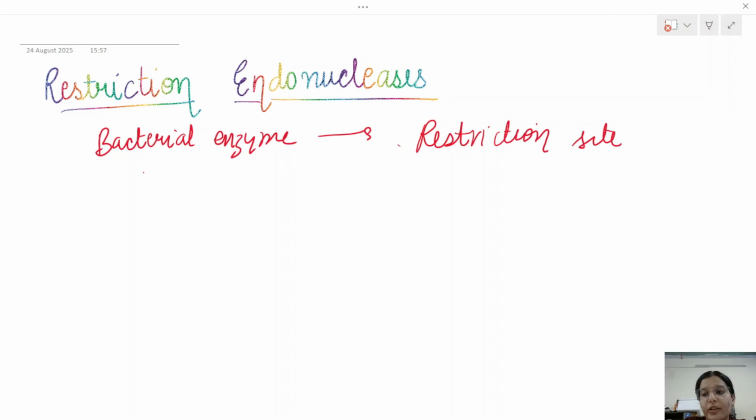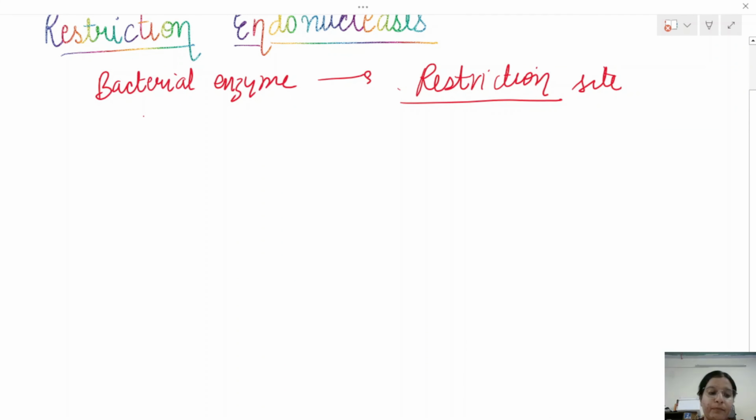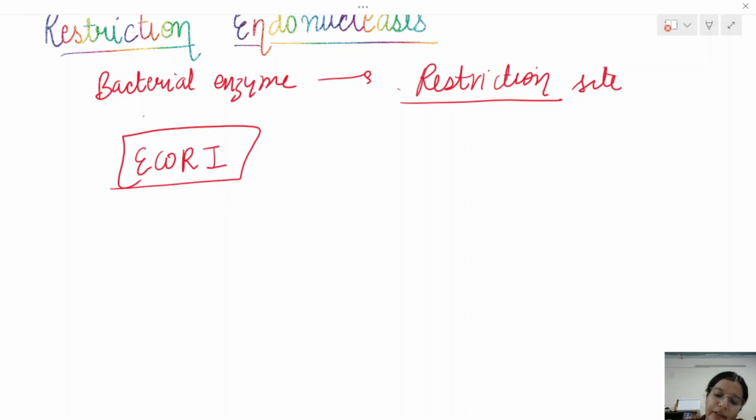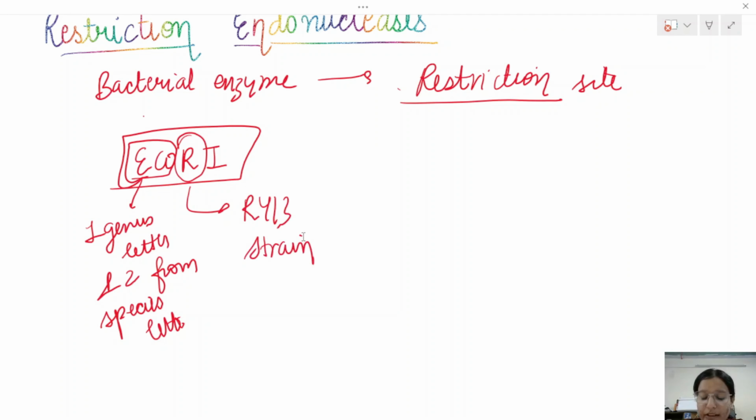So the term restriction comes from the idea that bacteria restrict the entry of foreign DNA into the host cells. We have an example of restriction endonucleases, E. coli R I. So how is it written? This portion is taken from one genus letter and two from species letters. This one is taken from the strain name, R from the RY13 strain. And the I is the order of identification.